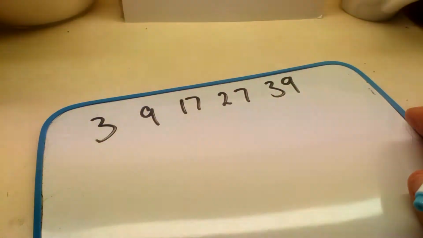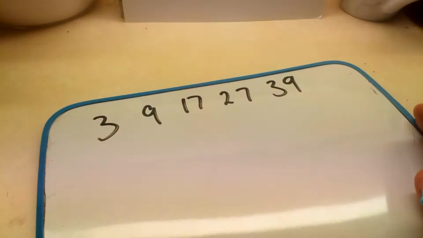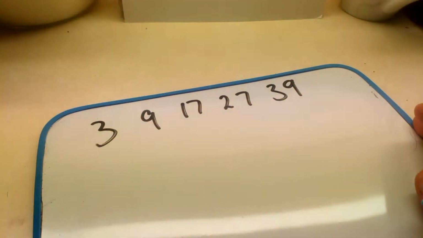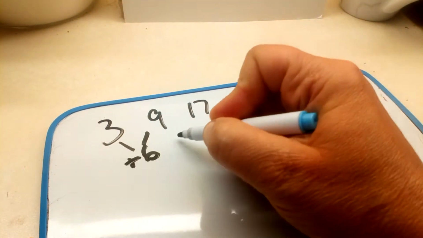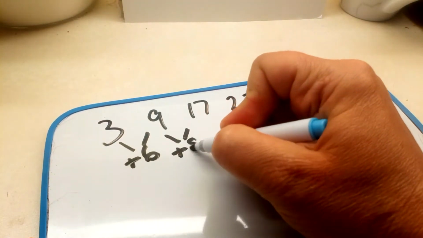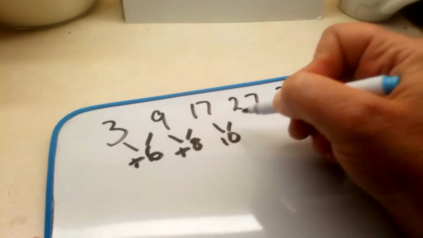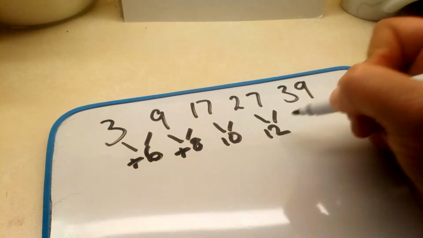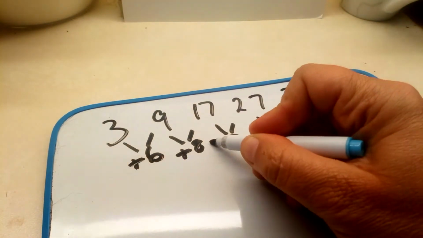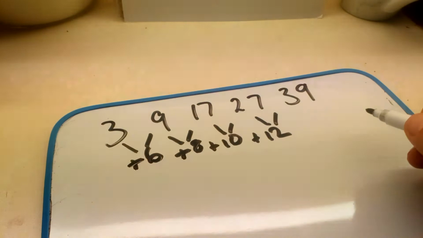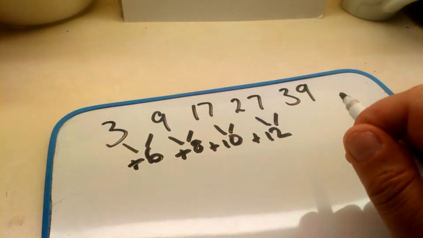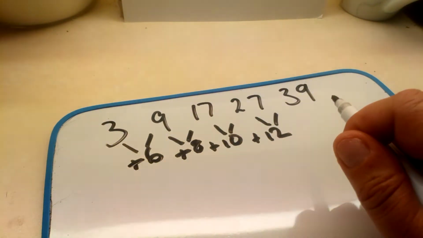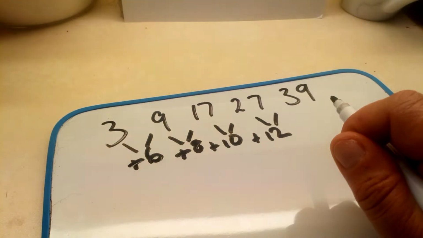Okay, so we've been looking at nth terms and we're going to work out the nth term for this sequence. The first thing we do is work out the difference between them. Oh, it's not the same difference each time. That is what makes it a quadratic sequence. Okay, quadratic sequences are tricky.